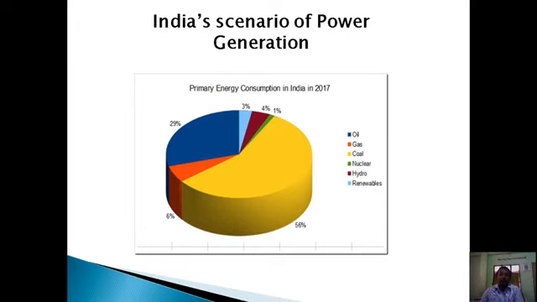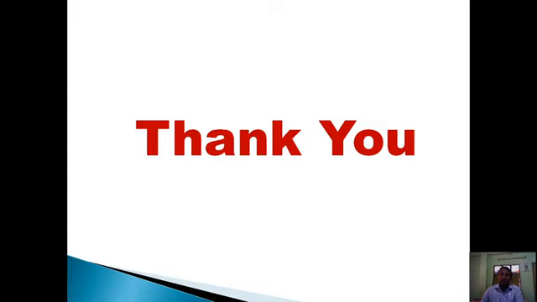This is the energy scenario for power generation in India. 56 percent is by coal, 6 percent is by gas, 29 percent is by oil, 3 percent is by renewables, 4 percent is by hydro, and 1 percent is by nuclear. This is for today's class.